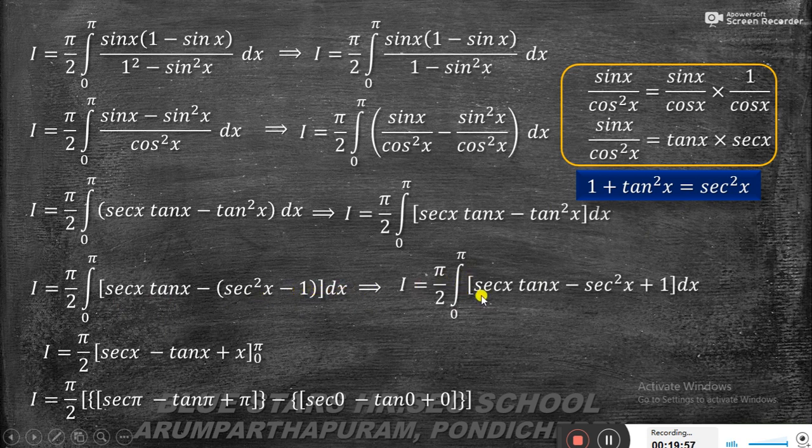So pi by 2 integral 0 to pi secant x tan x minus, I write the minus sign in the factor, so I write it minus secant square x plus minus into minus plus 1 into dx. In the next step, I equal to pi by 2, that means now I integrate the secant x tan x. Integration of secant x tan x is secant x minus integration of secant square x is tan x. So plus next integration of 1 is integral 1 dx means x, so x.